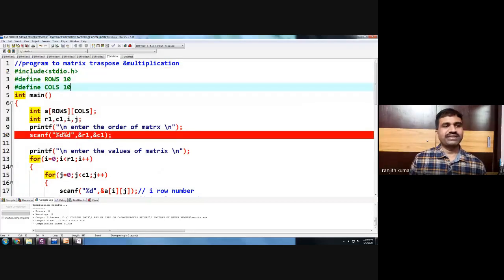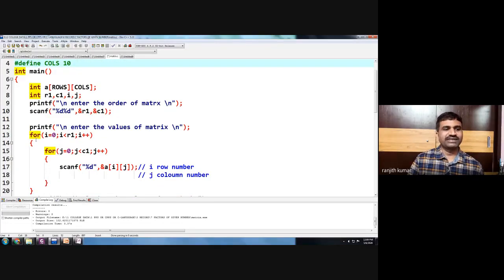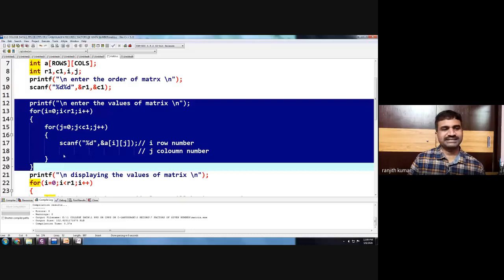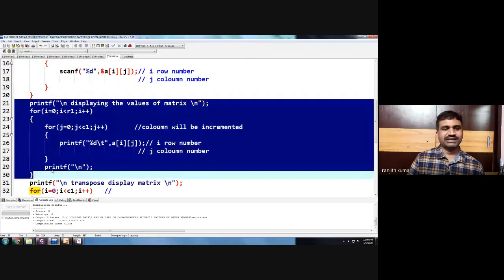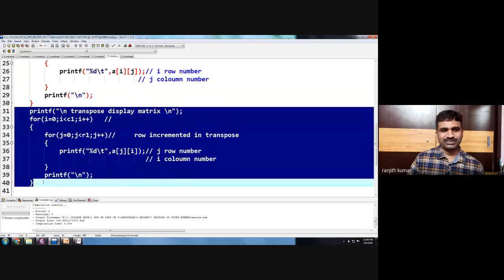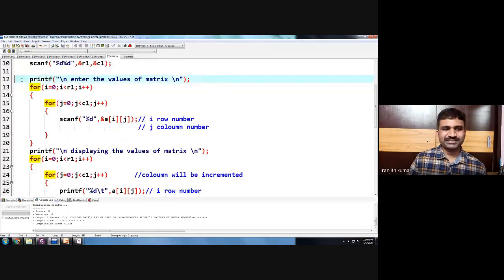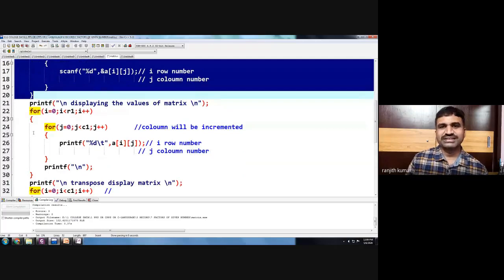rows and columns in the preprocessor directive, which are fixed, whereas here, first we are accepting the matrix as well as displaying the matrix. Then we are displaying the transpose. Whether you are accepting or displaying a transpose, the skeleton, which is two loops, will be used. The outer loop is used for the number of rows, whereas the inner loop is used for the number of columns, where A of ij, where i will tell you the row number and j will tell you the column number.